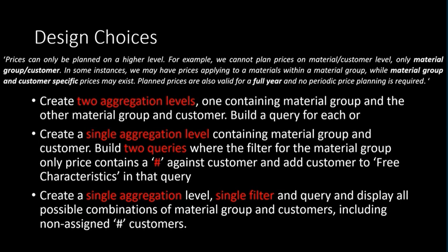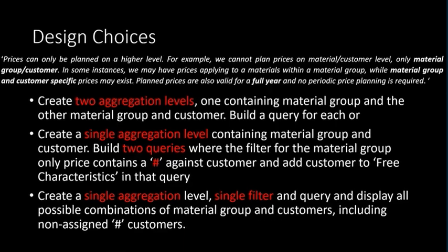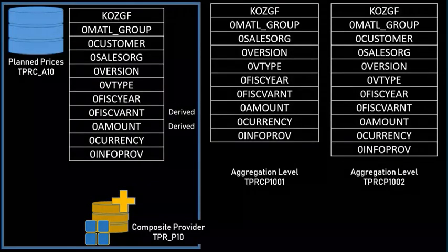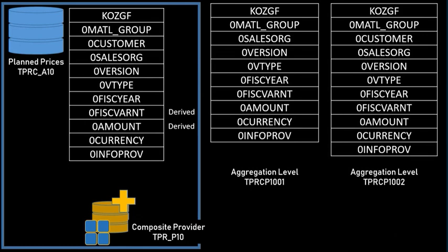All 3 approaches will provide the same result. There is no hard and fast rule for the correct approach or best practice. The first approach requires more aggregation levels, but the number of filters and queries remain the same. The approach also has a small impact on the configuration of characteristic relationships, but this is not significant enough to justify a change in approach. So which way do we go?